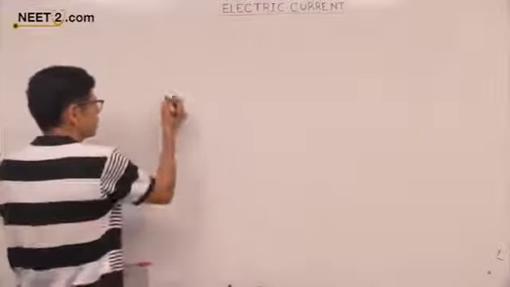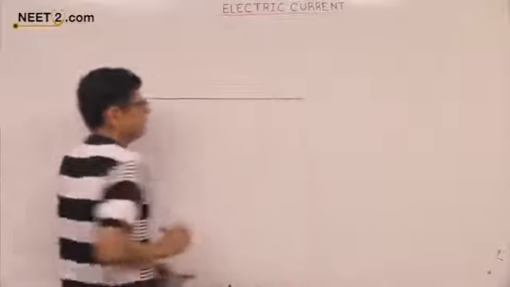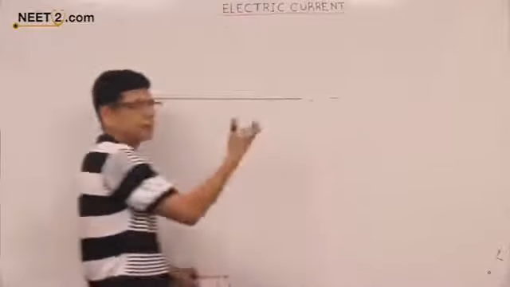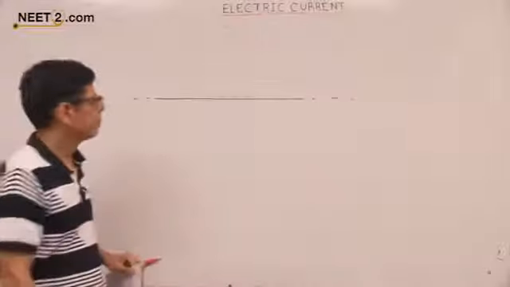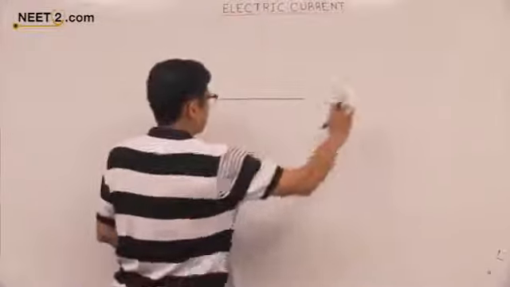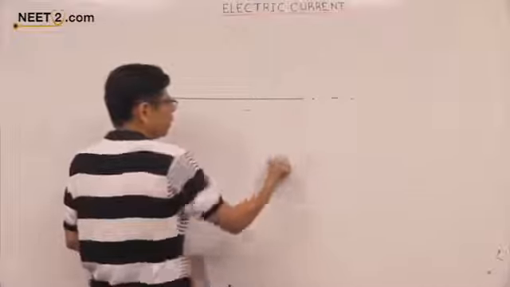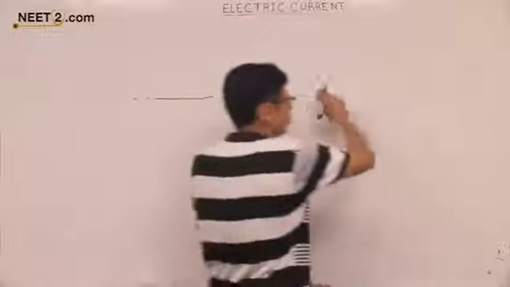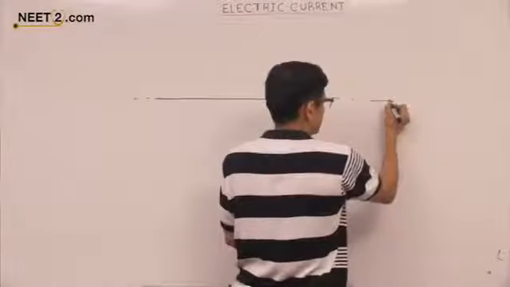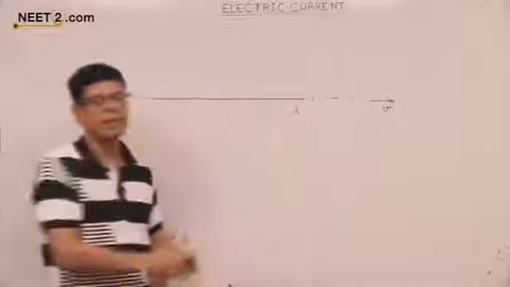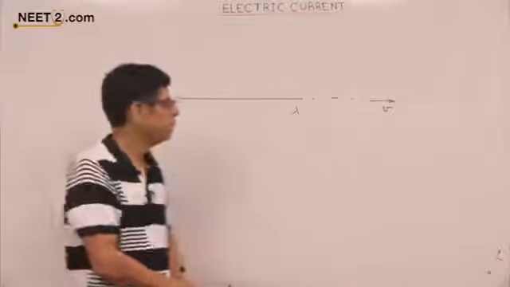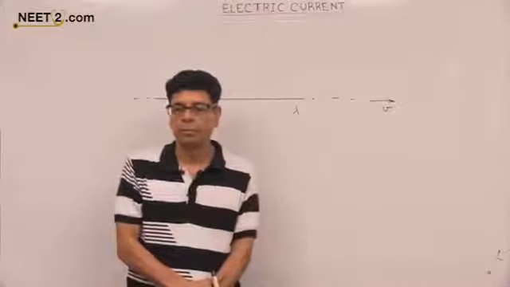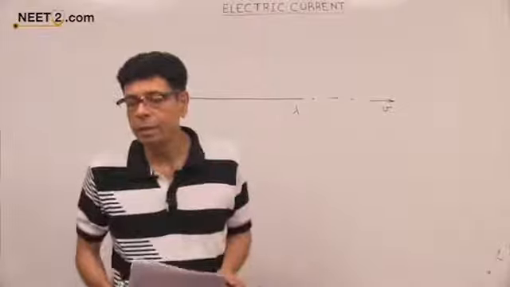Next is this. That's a long insulated wire. There is charge deposited on it, over it, with uniform density of charge lambda. And somebody grabs hold of this and is moving it with constant velocity v. Or rather, at the instant the velocity is v. What is the current? Will there be current?